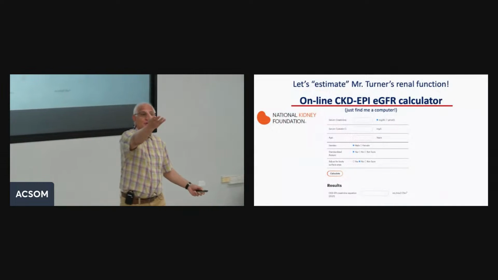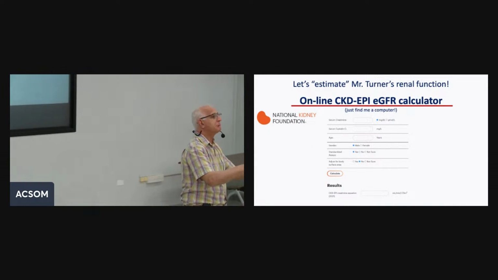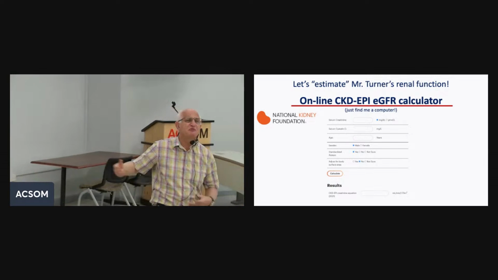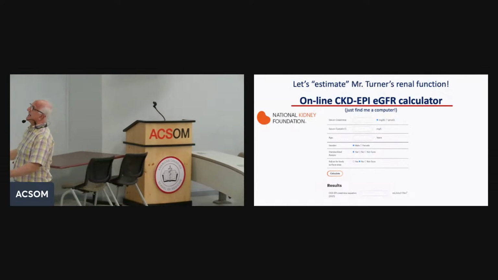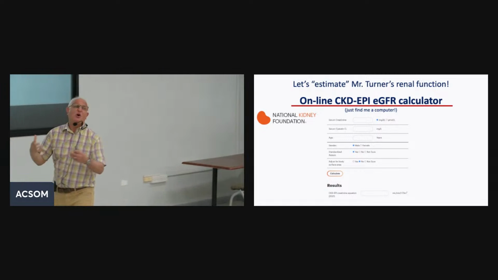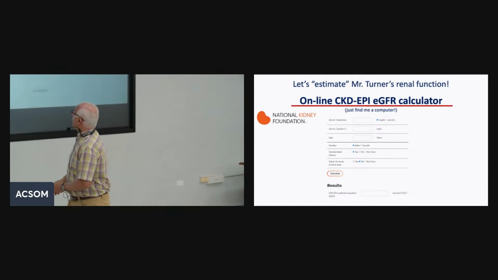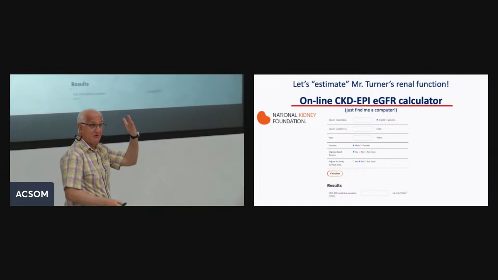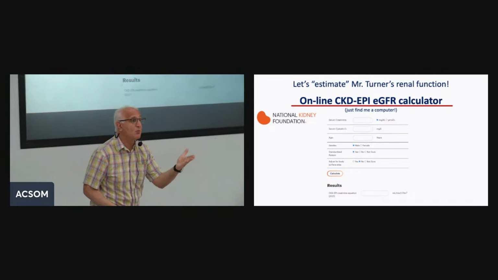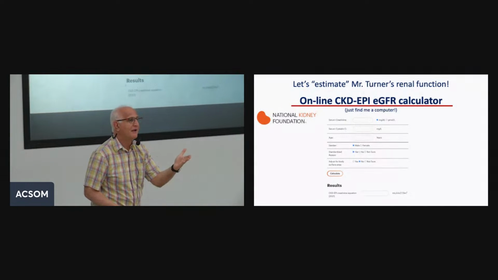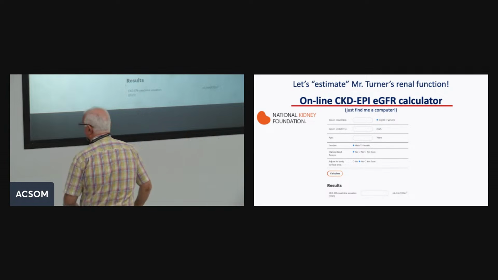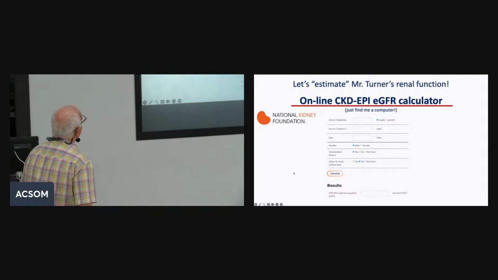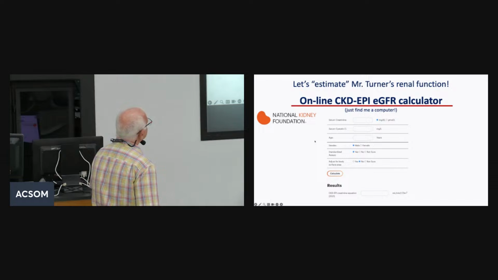You can go to Google, just Google it, CKD-EPI GFR. 200 calculators come. This is one of them. I use it because it has National Kidney Foundation, but all of them are pretty much the same. Do you want to give it a try and put these numbers for Mr. Turner and see what we come up with? Let's calculate his estimated GFR. So you see serum creatinine, age, gender. This is all you need.